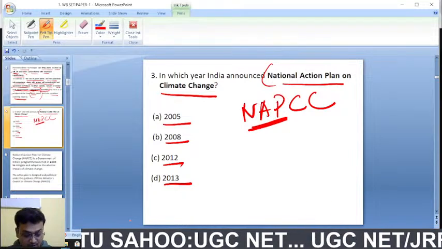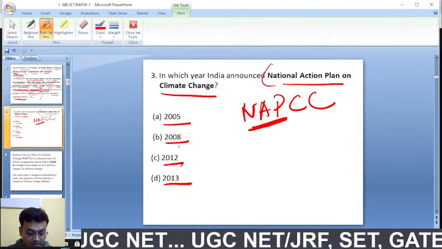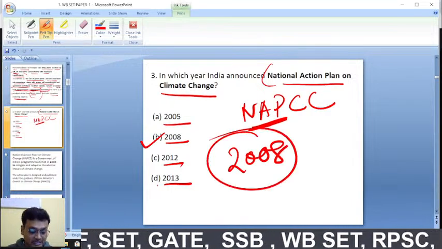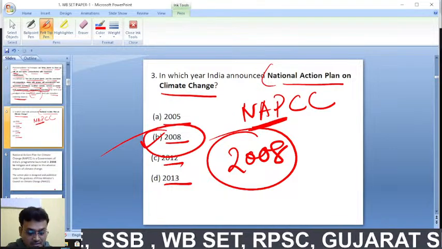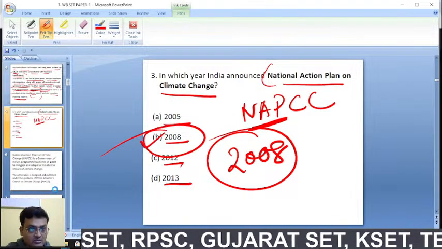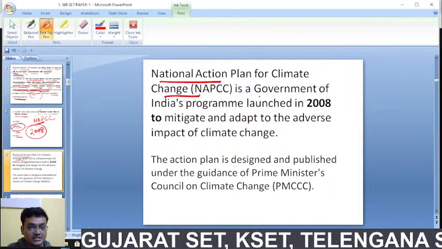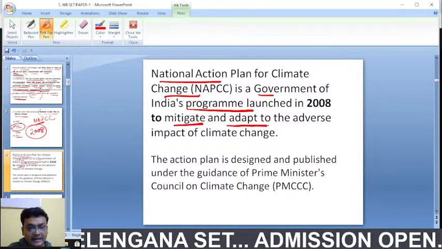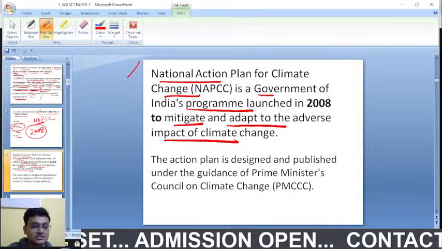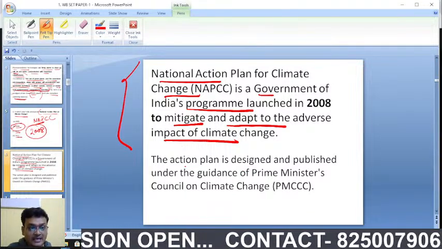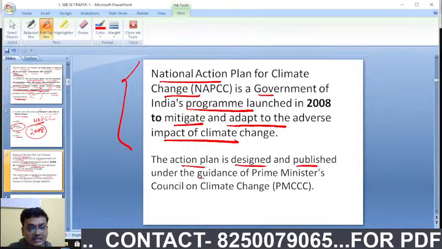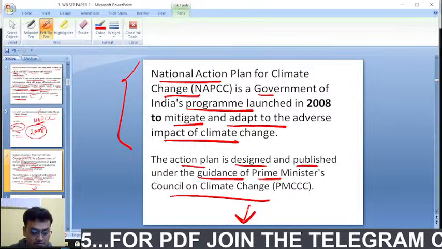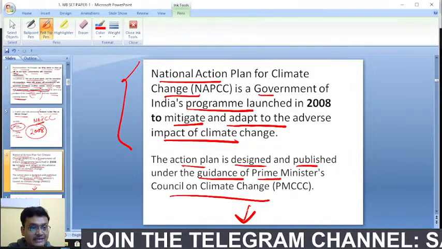What would be the right answer here? It's 2008. Have you answered here B? Exactly, it is 2008. 2008 is the right answer. Well done, Guru. National Action Plan for Climate Change is a government of India's program launched in 2008 to mitigate and adapt the adverse impact of climate change. The action plan is designed and published under the guidance of Prime Minister's Council on Climate Change. Okay, chalo. 2008 is the right answer.